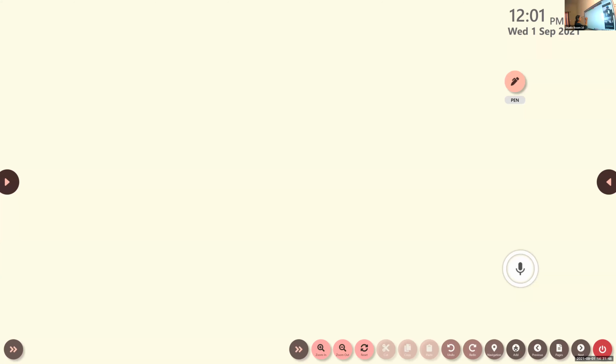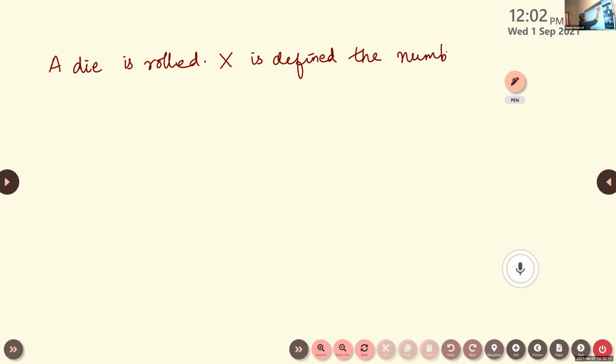Write the question. A die is rolled. X is defined as the number on the upper face. Capital X denotes the number on the upper face.